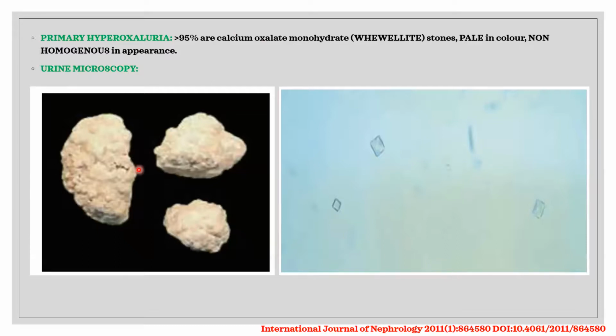pale in color and non-homogeneous in echotexture. Urine microscopy may reveal bipyramidal or rhomboidal crystals, which are birefringent under polarized light.